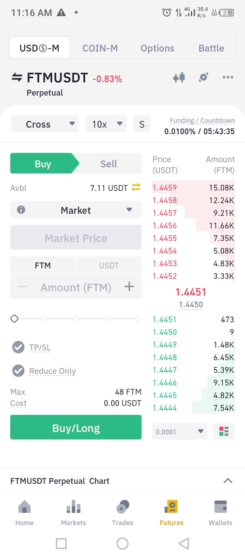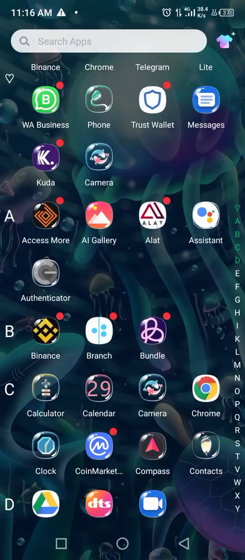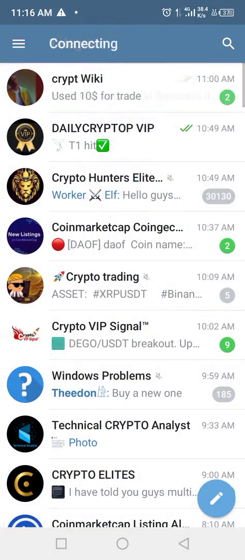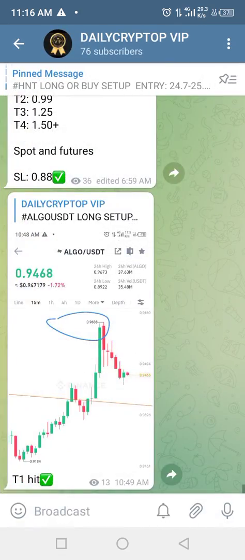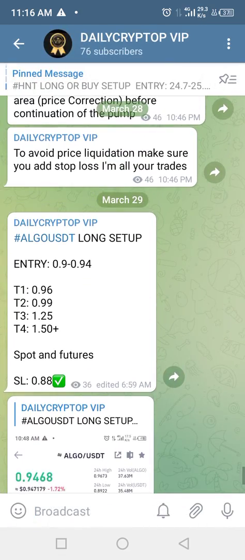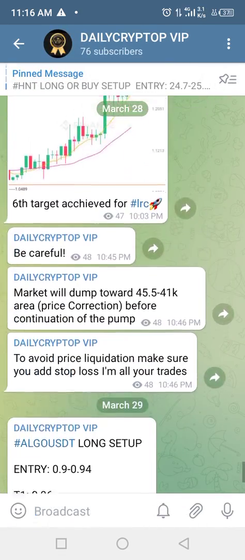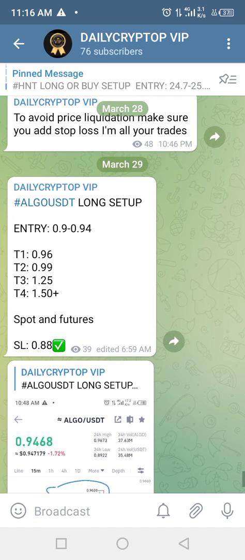And also, let me give you an example of our previous signals. This is Daily Crypto from VIP. This is a signal I have given: ALGO USDT long setup. When we say long setup, it means you buy, expecting the market to go up, and we also have short setups. Do you understand? So look at it. Entry point 0.9 to 0.94.